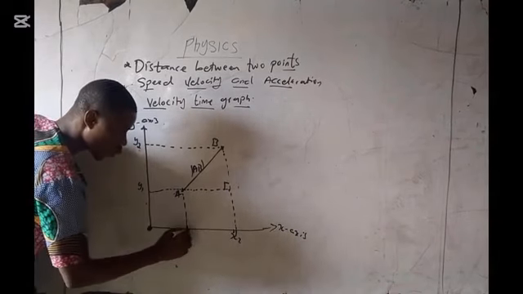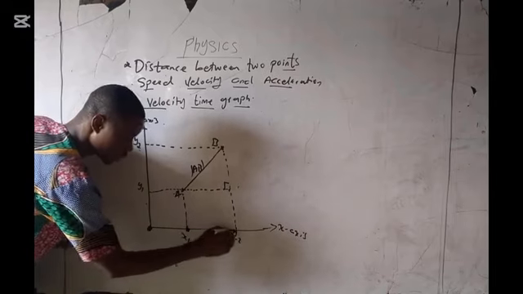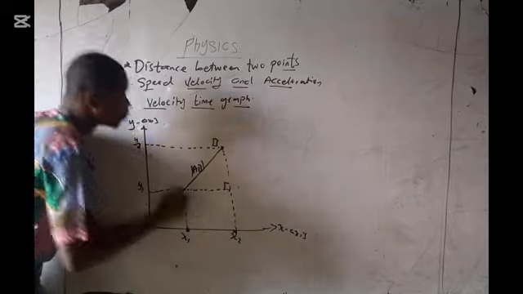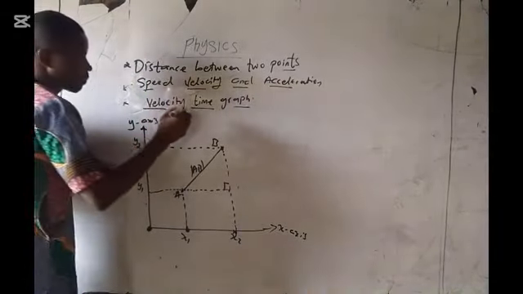Now the question is, what will now be from here to here? From this point to this point. If from here to here is x1, and from here to here is x2. Now look at this. Pay attention. It's as if I am asking you.